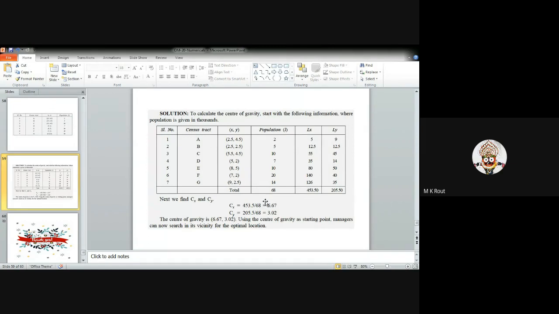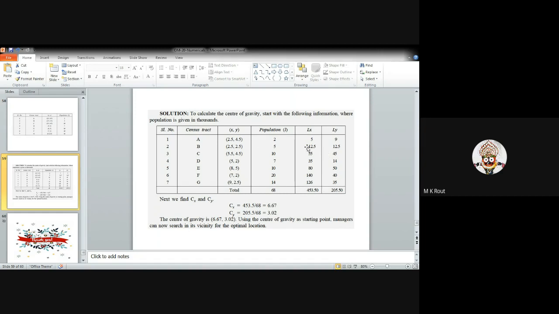In the case of population, you multiply 2.5 by 2, that is 5, which is put in the LX column, and make another column, the LY column. That is 2.5 times 2, that is 5, and 4.5 times 2, that is 9 for the Y coordinate. Similarly, calculate all of them.